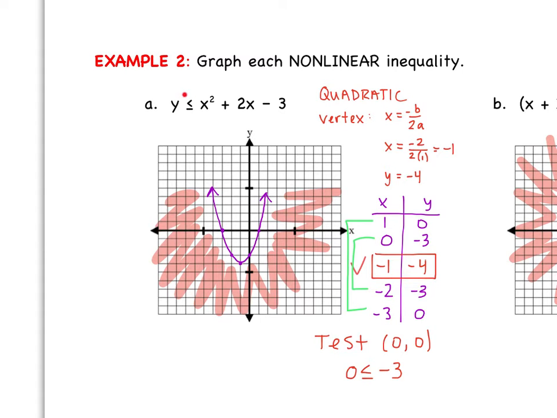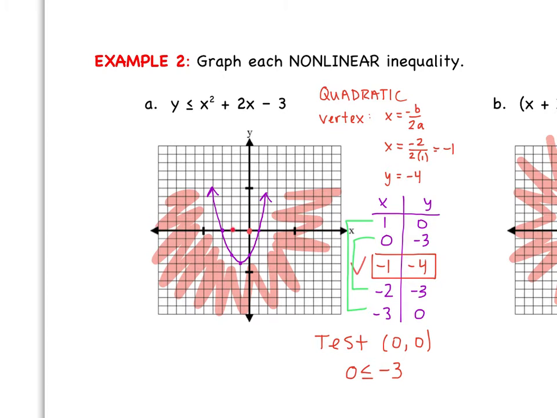I know I'm going to have a solid parabola because it's less than or equal to. Now we have to figure out where we're going to shade. How did I determine that we're shading on the outside? Well, I can still test the point 0, 0 because it's not on my parabola. When I test 0, 0, I get 0 is less than or equal to negative 3, which is not true.